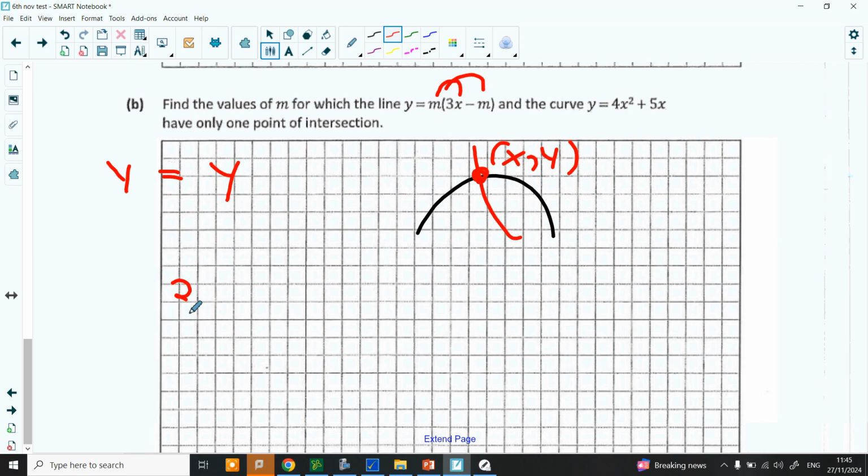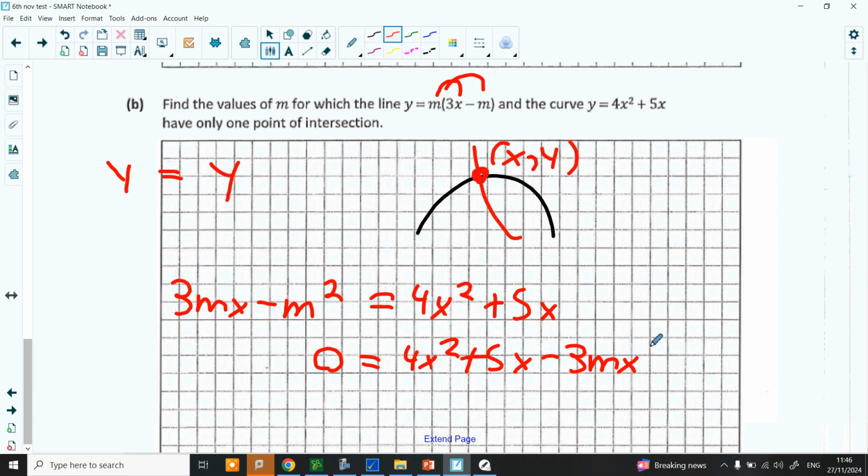Multiply that out and you get 3mx minus m squared. Most of you did this for 4 marks, to be fair to you. We won't put you down for that, all right? Now, what I'm going to do next is move things across. I'm going to have 0 equals 4x squared. What else? What do you think? 4x squared, yeah? And then move over 3mx, so it's 5x minus 3mx.